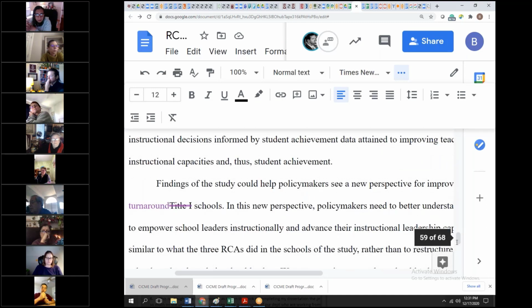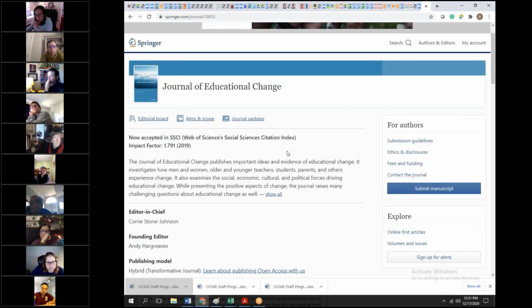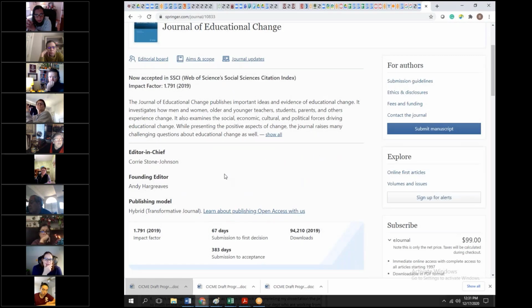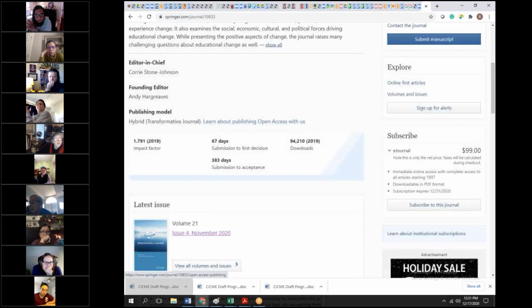Okay, now let's go back, and I want to go to Springer. So here's the Journal of Educational Change. This is about change and about changing schools and about how these schools did change. And there's evidence that we have of educational change. So it's a good paper. It examines social, economic, political forces driving educational change, and this does. So we're hoping that this would be a good location for it.